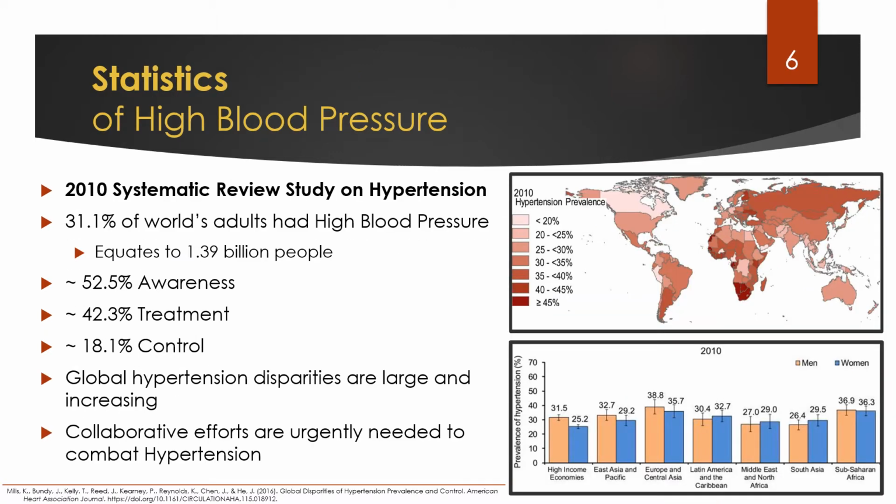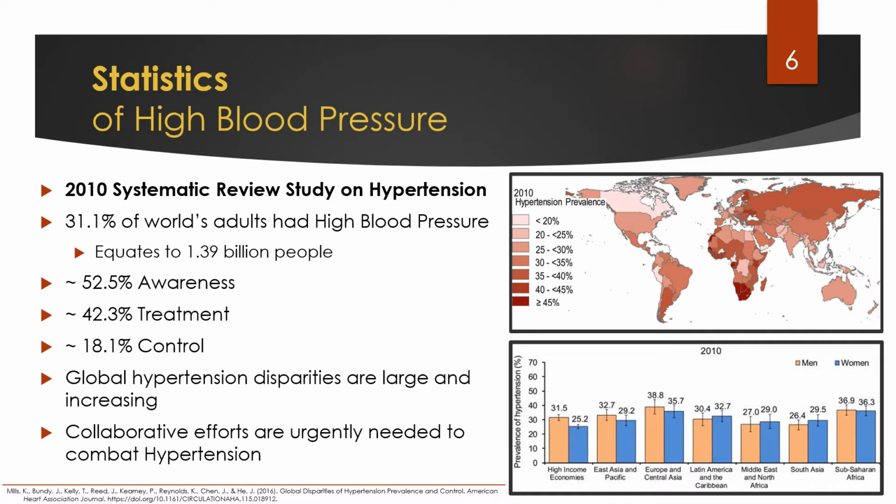The following statistics of hypertension are based on a very large and detailed systematic review study that examined global disparities of hypertension prevalence, awareness, treatment, and control in 2010. The results of this study found that 31.1% of the world's adults had hypertension. This equates to about 1.39 billion adults. The overall awareness of hypertension was approximately 52%. The average of those receiving treatment for hypertension was 42%, and those who had control of their hypertension was at about 18%.